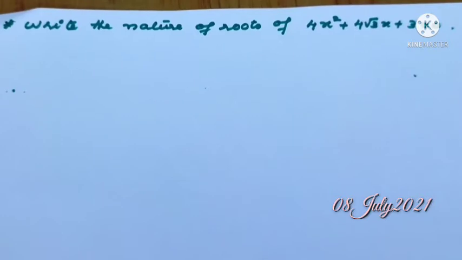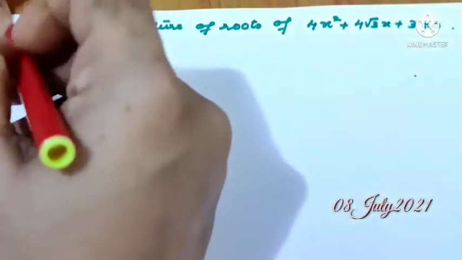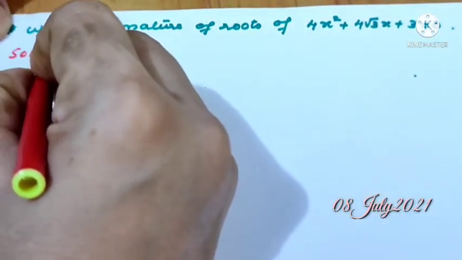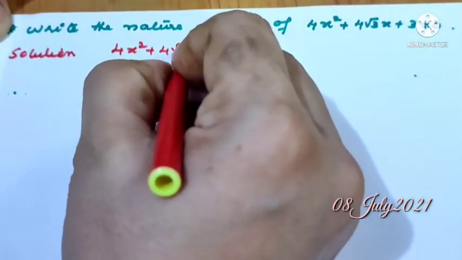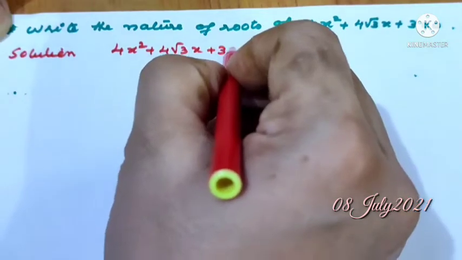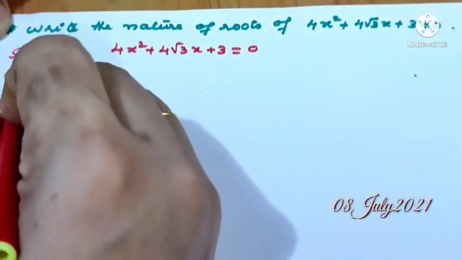Sometimes the same question is asked in a different way. Write the nature of the roots of 4x square plus 4 root 3x plus 3 equal to 0. That means the nature of the roots should be determined. So what we should do in this case is again calculate the discriminant only. So solution, once again the question: 4x square plus 4 root 3x plus 3 equal to 0.